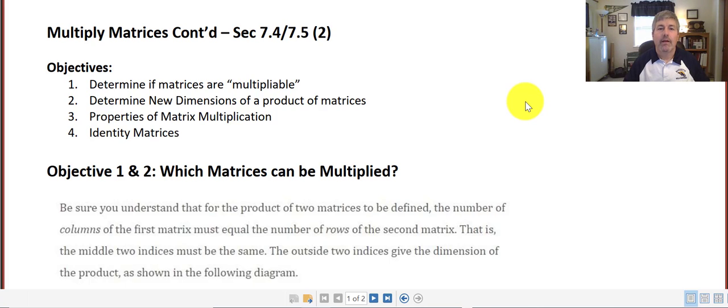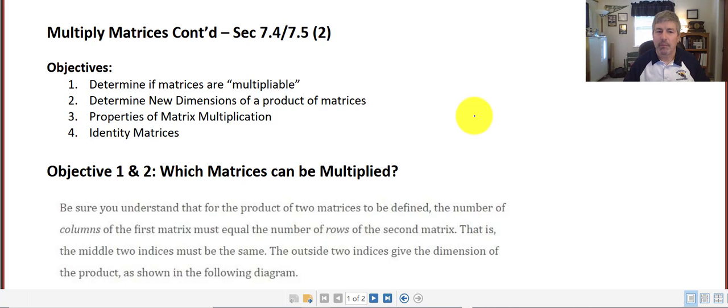Welcome back. The objective of this video is to determine if matrices are multipliable, I don't even know if that's a word, and to determine new dimensions of a product of matrices. We'll look at some properties of matrix multiplication, and we'll also introduce you to identity matrices.